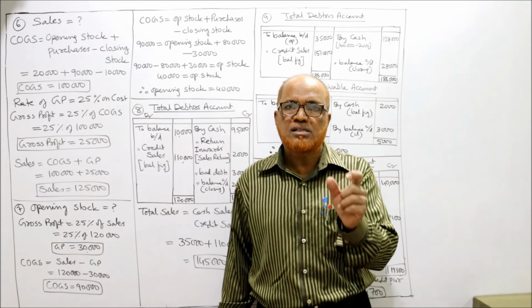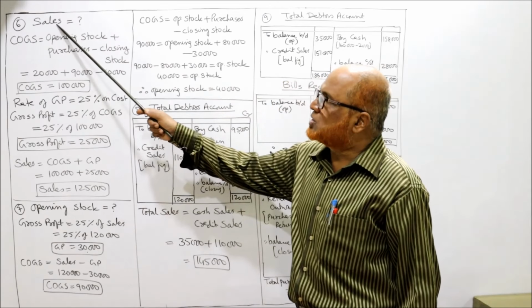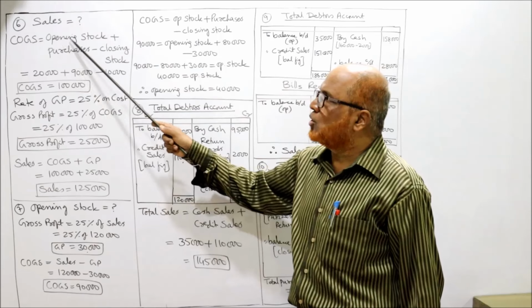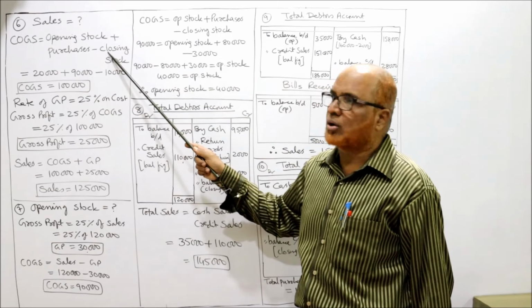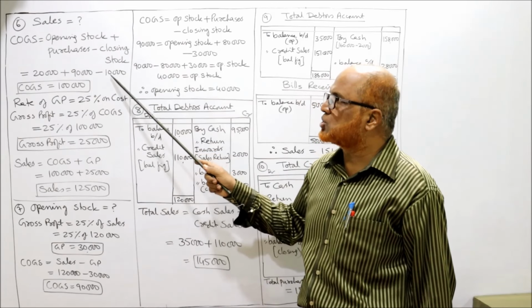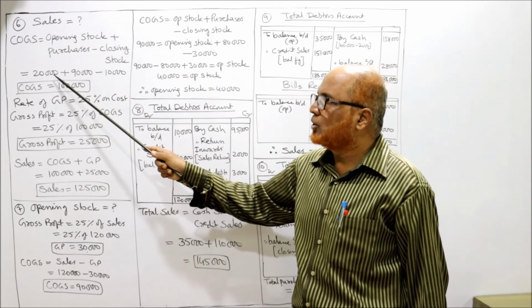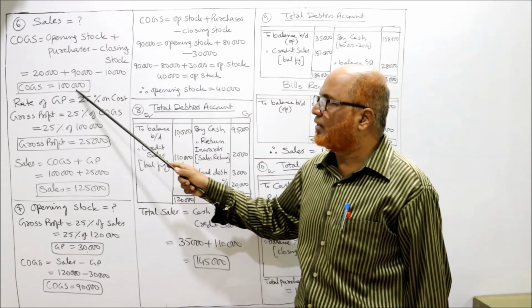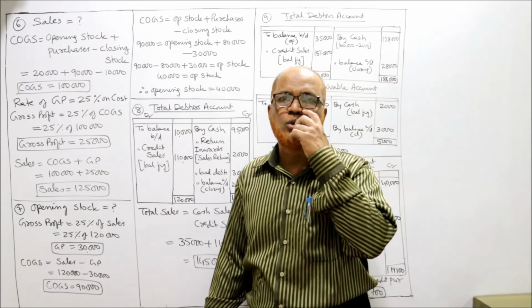First we ascertain COGS. So sales, how much we have to find out? COGS, opening stock plus purchase minus closing stock. So it is given opening stock 20,000, purchase are given 90,000, closing stock 10,000 given in the problem. So 20,000 plus 90 minus 10, 1 lakh rupees COGS, cost of goods sold.